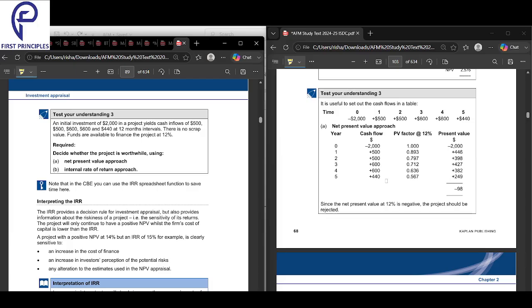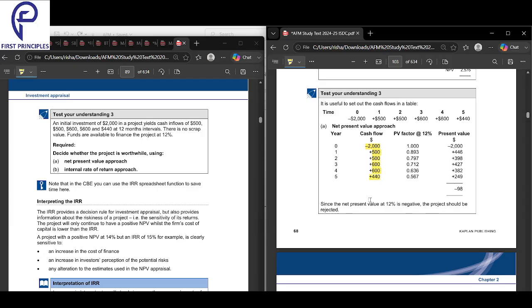Here what they're telling you is that there's an initial investment of 2000, so you see a negative 2000 here. And then the project yields cash flows of 500, 500, 500, 600, 600, and then 440. That is your cash flows.